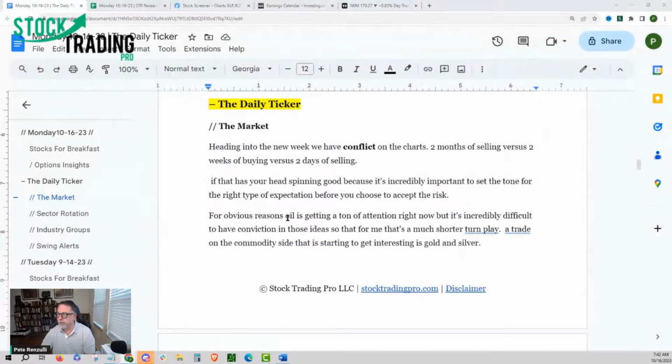So I'm going to walk you through. I'm going to give you visuals because I think this is really important, right? So if we work our way over into what that means. So if that has your head spinning, be good, because it's incredibly important to set the tone for the right type of expectation before you choose to accept risk.